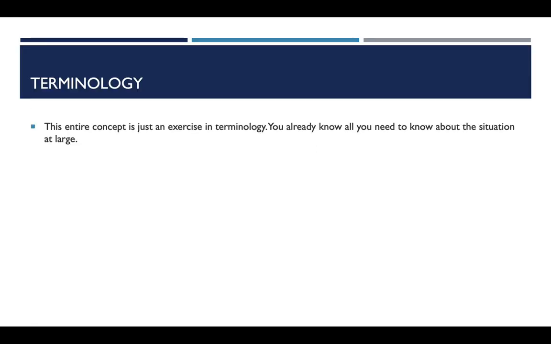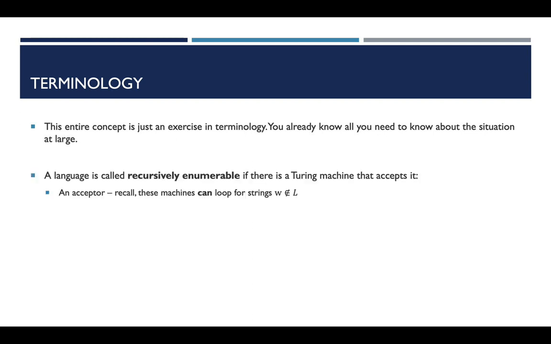So first of all, everything that we're going to talk about here is only an exercise in terminology. You know all of the theory already. You've seen it several times. You've solved problems about it. So you're going to be very, very comfortable with the question as long as you can sort out what the words in the question actually mean. And so the first term is recursively enumerable.